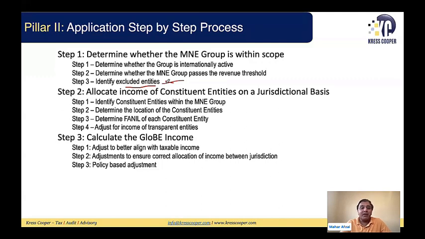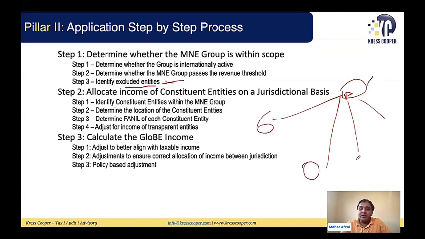The second thing is income allocation. First we need to identify, assuming this is group A. This group A has entities here globally: 1, 2, 3, 4. For each entity, first of all, we need to assess the revenue, excluding the excluded activities. Then we need to assess the income of each entity. And this income will be based upon the financials.